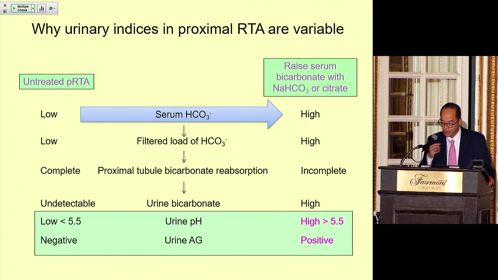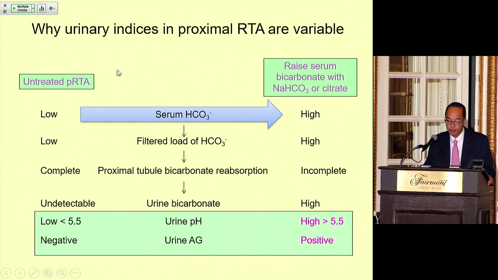And so this gives rise to this common aphorism that the bicarb in proximal RTAs gets to a certain point and then doesn't go any lower. It's very unusual to see a proximal RTA with a bicarb of 11 or 12. It usually stops at about 17.